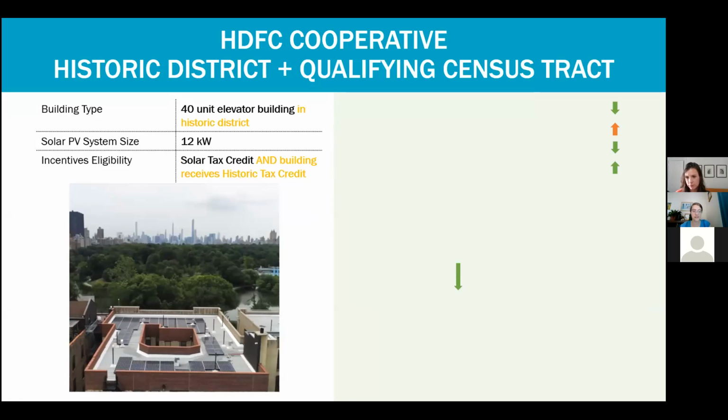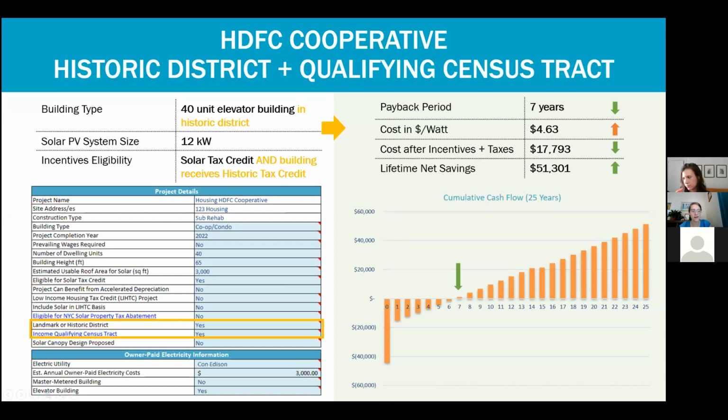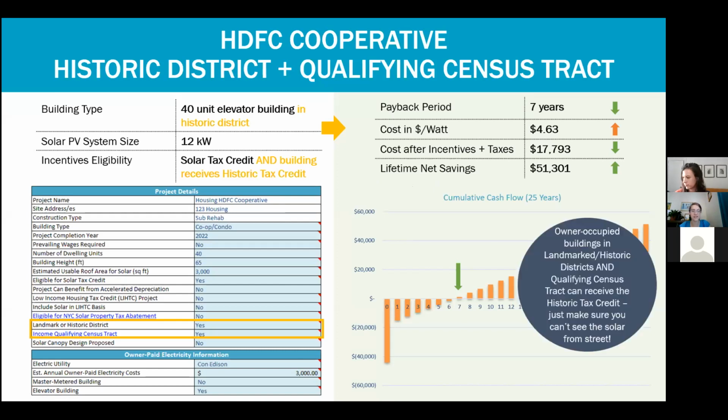But it also means that the building and residents are eligible for a historic tax credit, which is an additional 20% of the cost of the system. So with that, the payback period goes down even further to 7 years, and the lifetime net savings is $50,000. That's significantly more than their initial cost. The historic tax credit is only for owner occupied buildings, so co-ops and condos, if they're in a historic or landmark district and they are in a qualifying census tract.